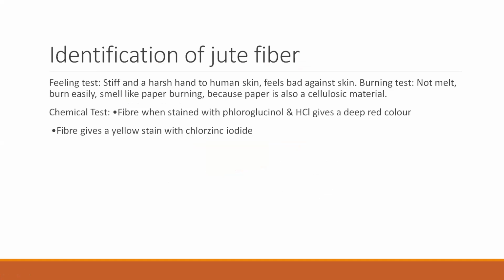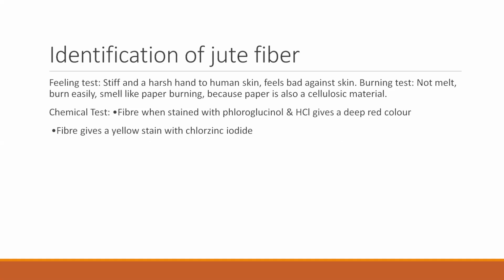The second is the burning test. It does not melt, and does not burn easily, but the smell is like paper burning. The smell is like something burning, like paper, because paper is also a cellulosic material. Then when fibers are stained with phloroglucinol HCl, they give a deep red color. The fibers also give a yellow stain with chlor zinc iodide solution. It contains chlorine, zinc and iodide. It gives a yellow color.